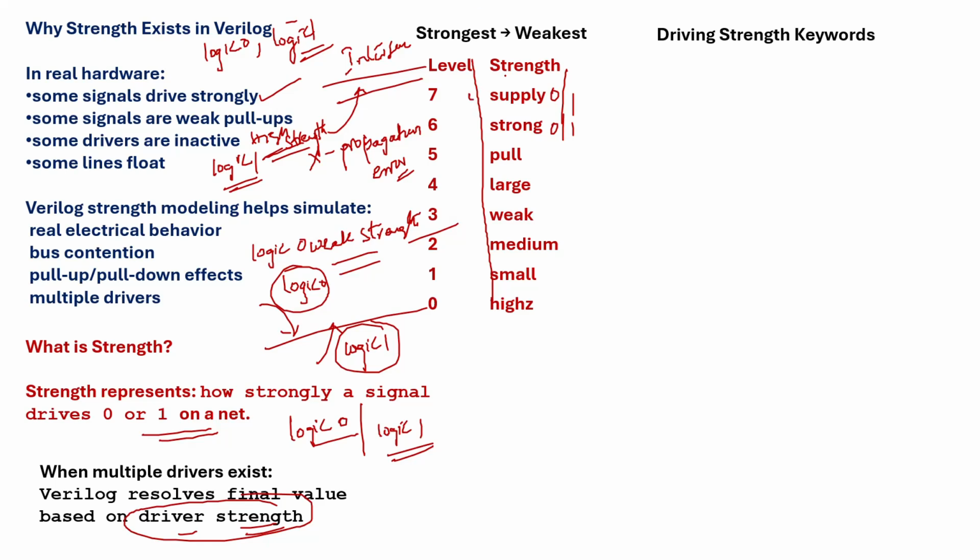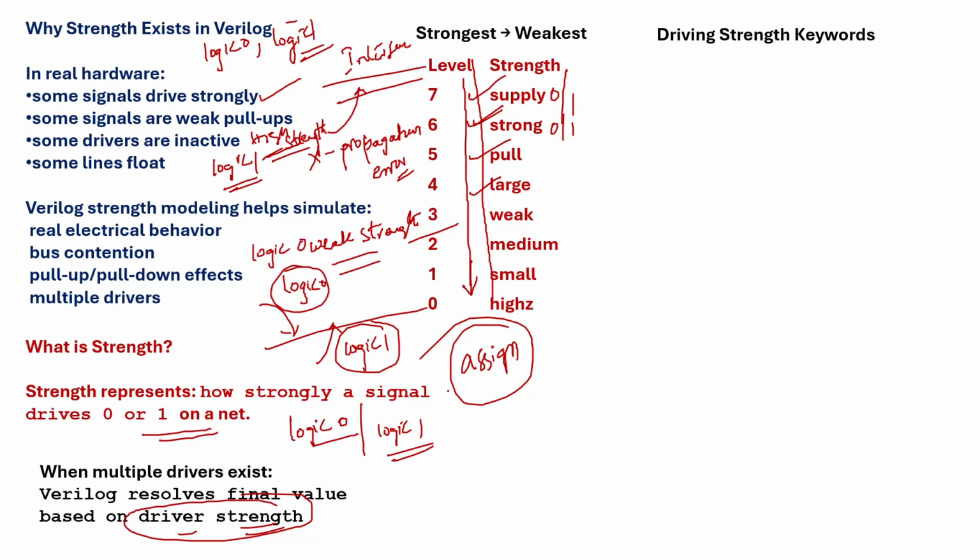The first one has the highest strength. Compared to strong, supply is higher; compared to pull, strong is higher; compared to large, pull is higher; and compared to weak, large is higher. So the first one is the highest level and the bottom is the lowest level. Compared to all of these, there is one keyword, assign, which has more strength than all of them.